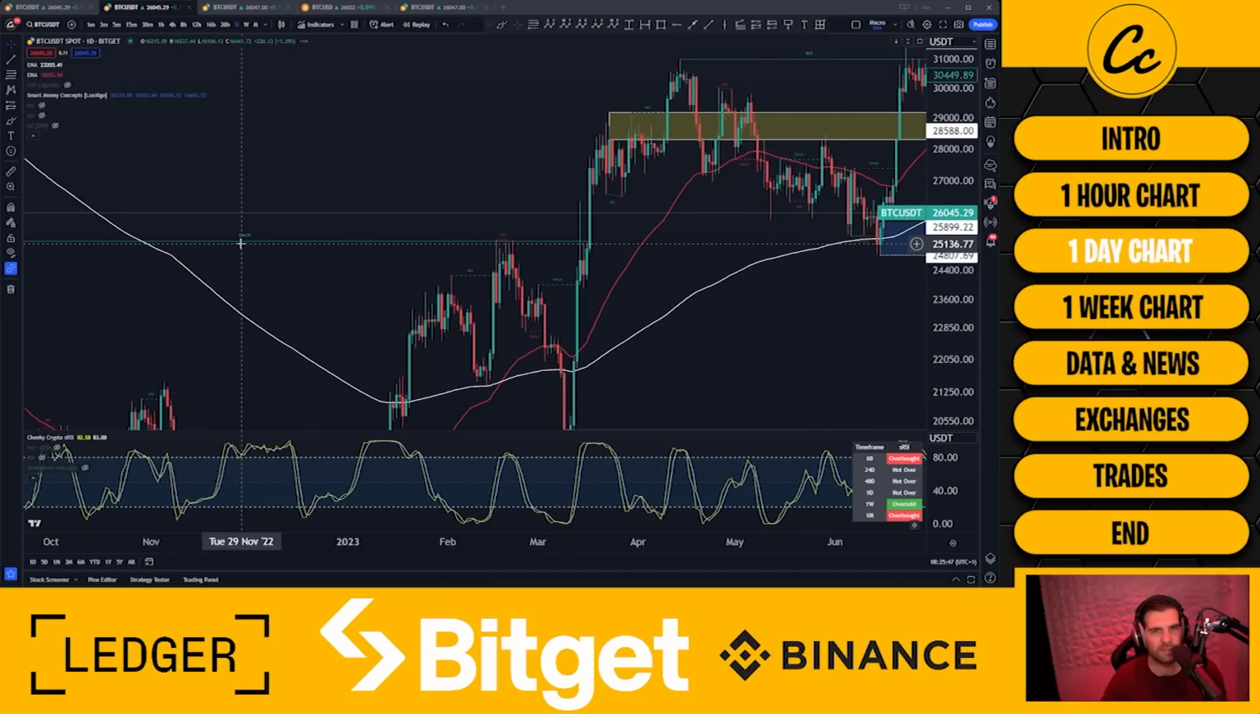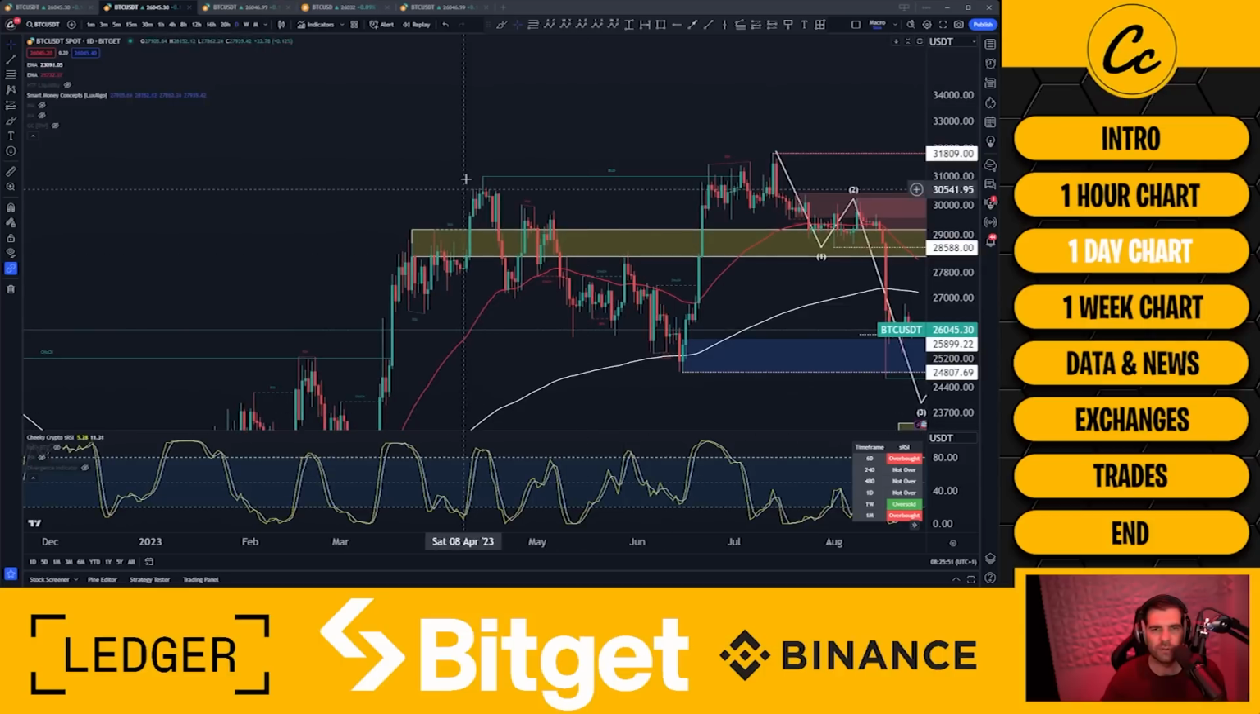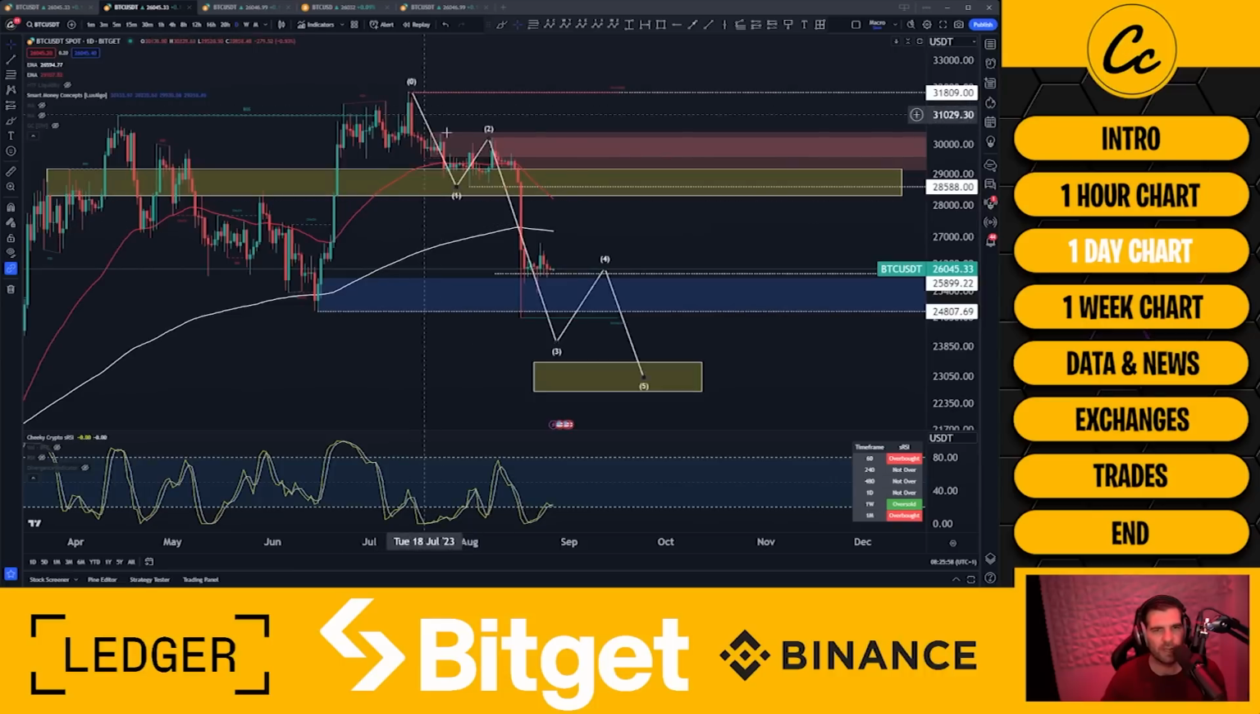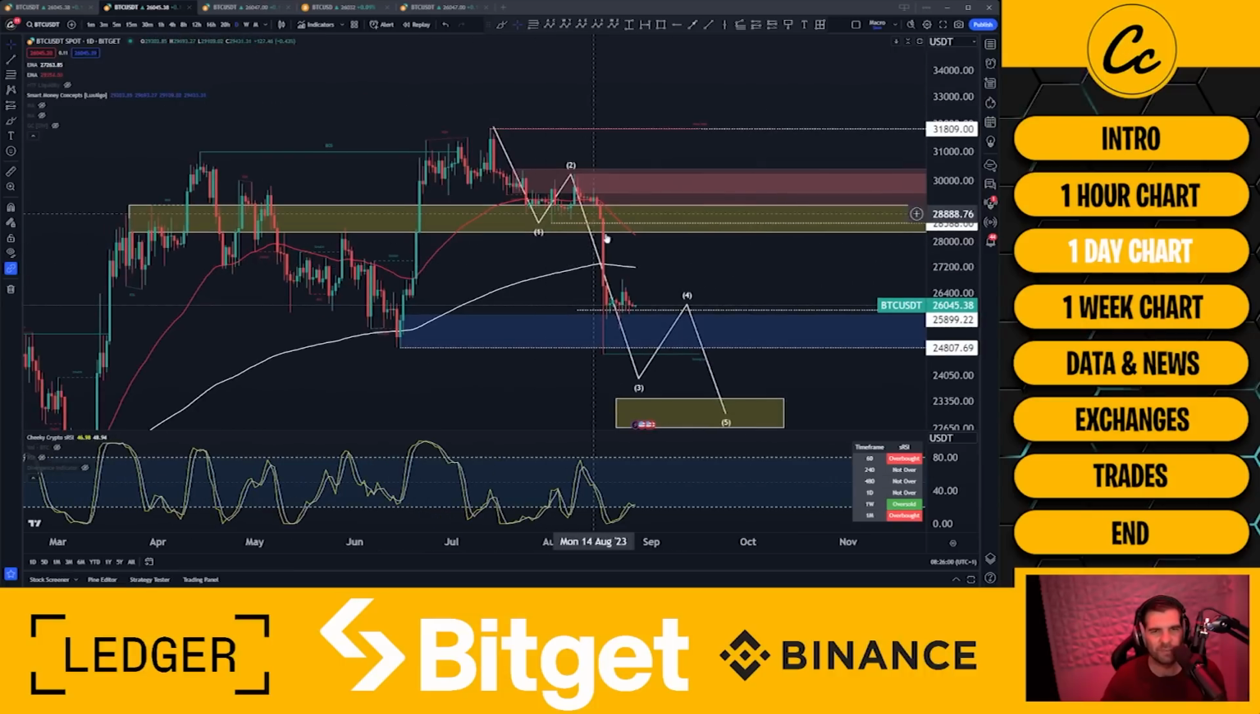You can see that we had the change of characterization. This happened over here on the 17th of March. We then got this break of structure just up here on the 3rd of July, which basically confirms that it's a bullish structure. Now, we haven't broken that, but this move to the downside, if we complete a 5-wave pattern, will basically break this and turn it into a change of characterization that is bearish.